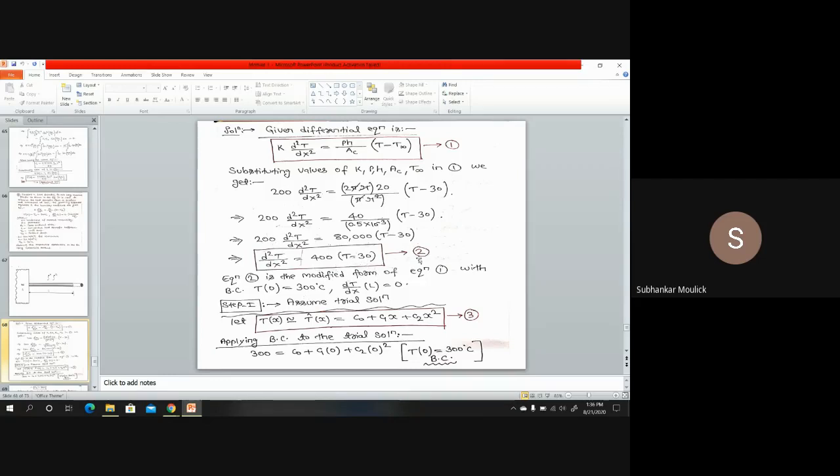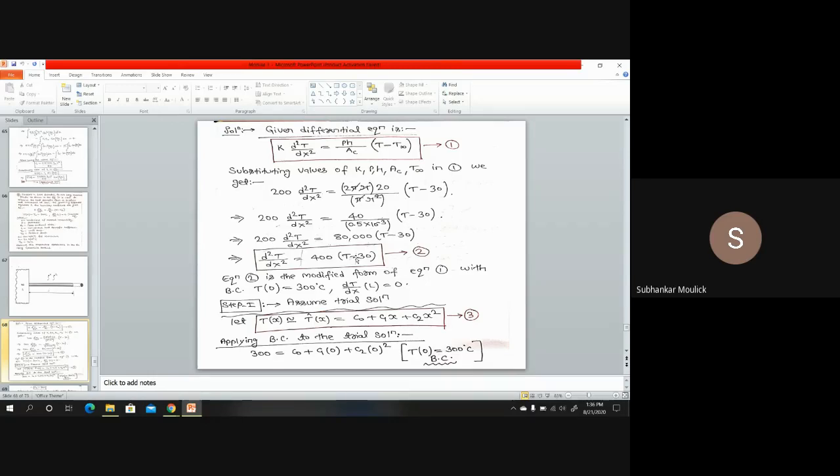Equation number 2. Equation number 2 is the more modified form of the given differential equation number 1 after substituting all the possible values. So now we will use equation number 2 further in my calculation to find out the value of domain residual. Is equation number 2 clear till equation number 2?